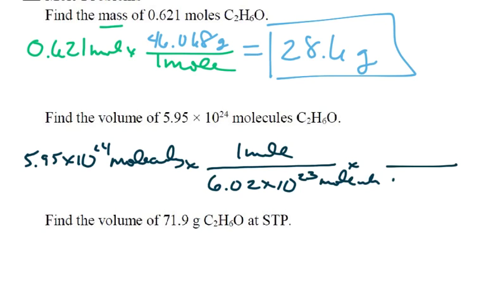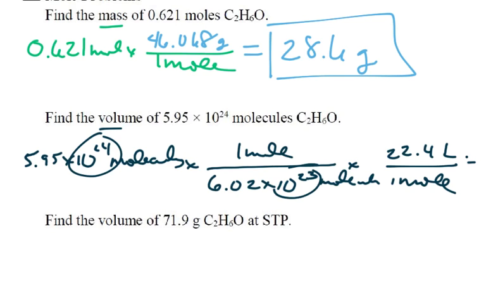Now I need, this one's going to have 1 mole because I know I'm not done because I need to try to get to volume, which is liters. And liters, that must be 22.4 liters. So now I can just calculate this whole thing. 10 to the 24 here, 10 to the 23 here, and I'll just put it in my calculator. And when I did that, I get 221, so that's liters of C2H6O.